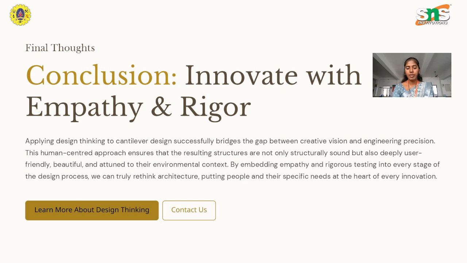Okay. So by embedding empathy and rigorous testing into every stage of the design process, we can truly rethink architecture, putting people and their specific needs at the heart of every innovation.